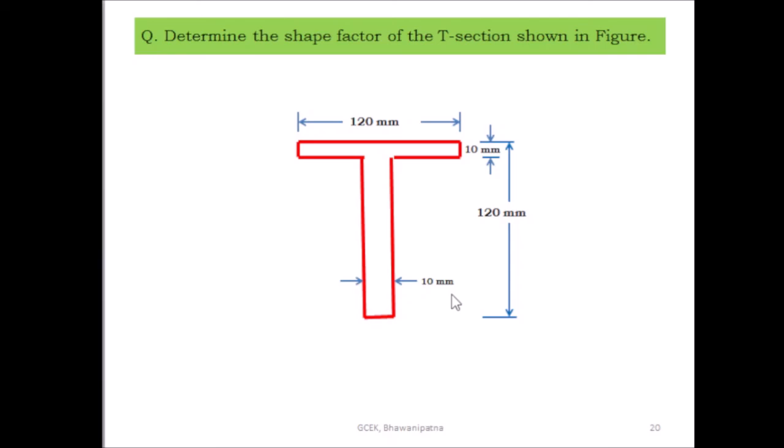So here also you have to find out the shape factor. First you have to find out the yield moment, then you have to find out the plastic moment, then the ratio of the plastic moment to the yield moment. This is the shape factor.